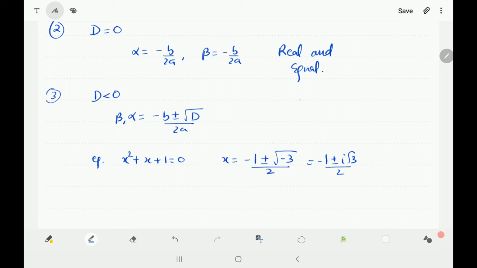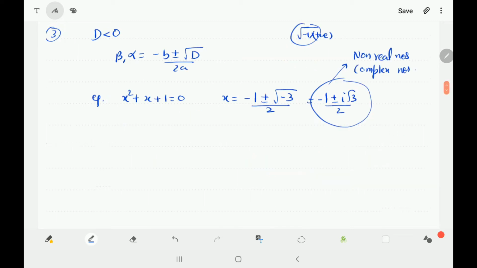So what you will get is the square root of -1 comes with some factor which is a positive value. Hence we will get values which are non-real. We call these numbers complex numbers. So it is very clear, if D is less than 0, the roots will be complex in nature, or you can say non-real in nature.